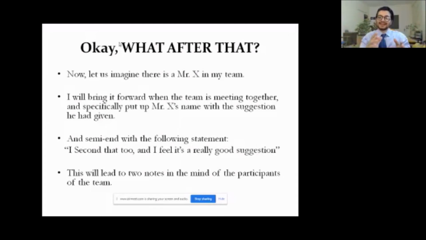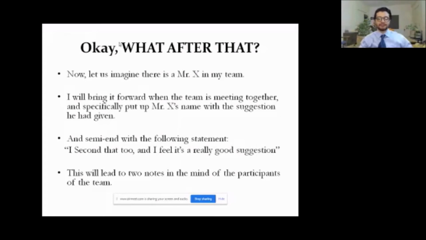And the semi-ending statement that you need to use now is, I second that. I feel it's a really good suggestion given by Mr. X. Now what you're doing is you're completely changing the perspective of how both of these entities are feeling. Mr. X will start feeling highly of himself, that, man, the leader thinks right of me. He thinks his suggestion is really good. So now he has come over to that topic.